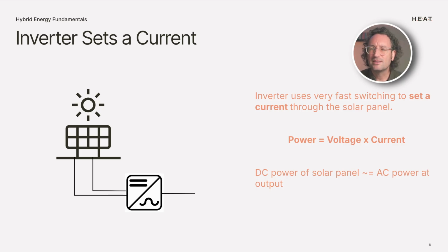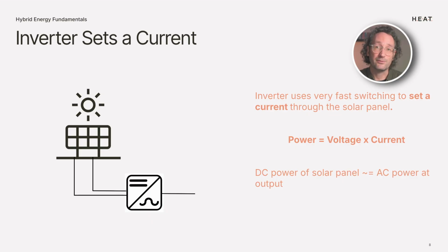So what does this inverter do? This inverter uses what's called really fast switching in order to set or draw a current through the solar panel. So this is the very basics of electricity here, but voltage times current equals power. If the inverter can draw a current through the solar panel during the day, it's going to produce solar power. We're going to find that the DC power produced on the one side is about equal to the AC power being injected into the grid on the other side.